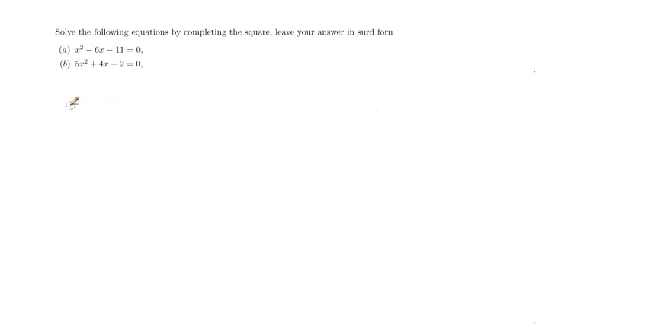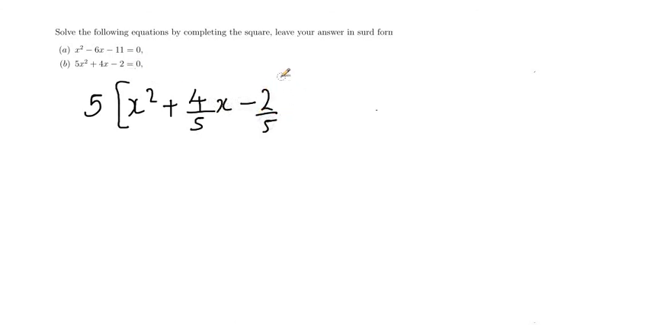Okay, so when we pull out 5 from 5x², we're going to have 5, and we're going to remain with x² there. Then here we're going to have 4 over 5 x, minus here we'll have 2 over 5. This is equal to 0.